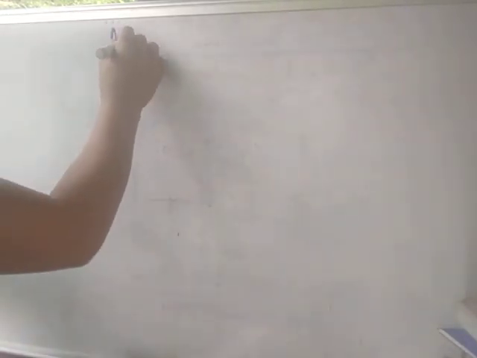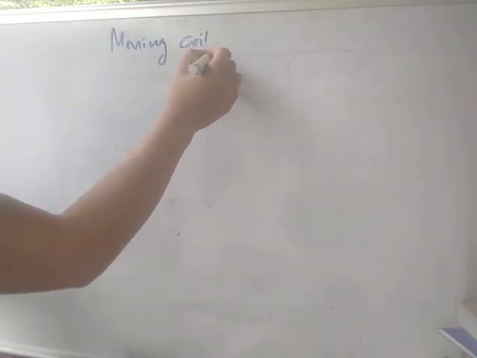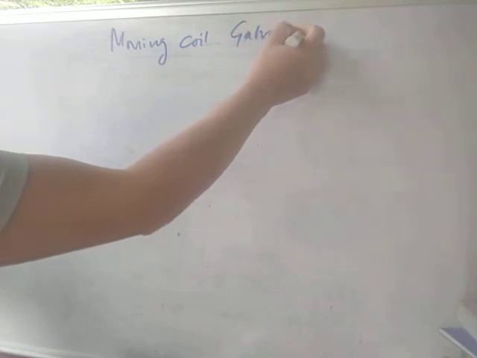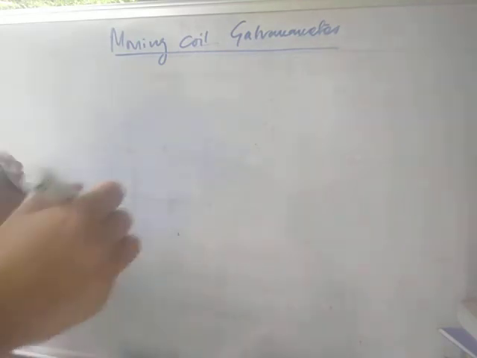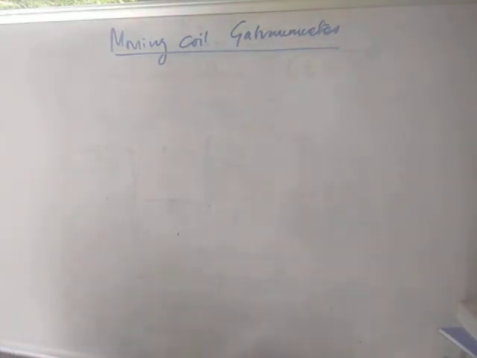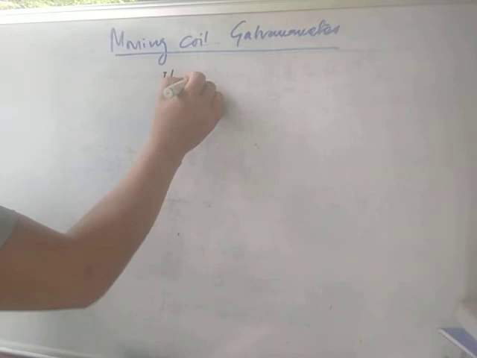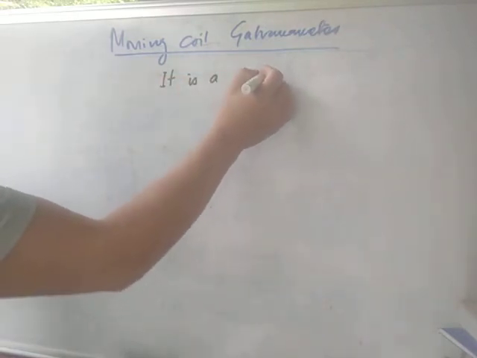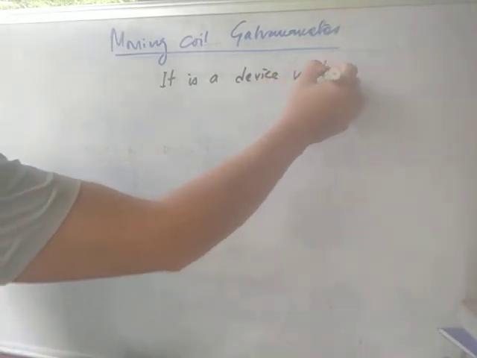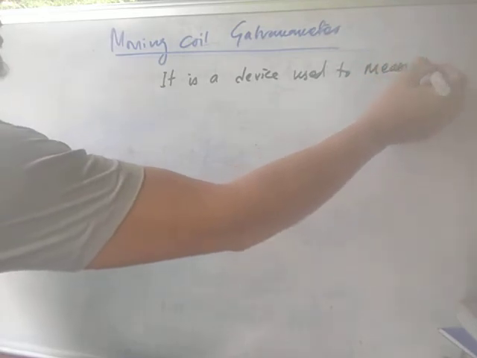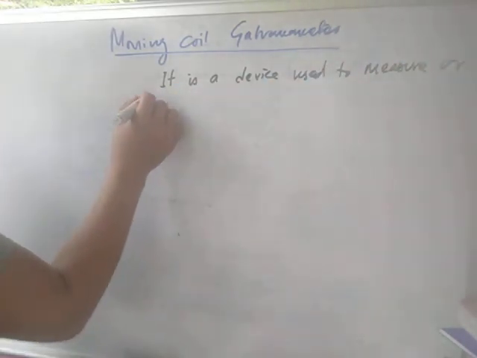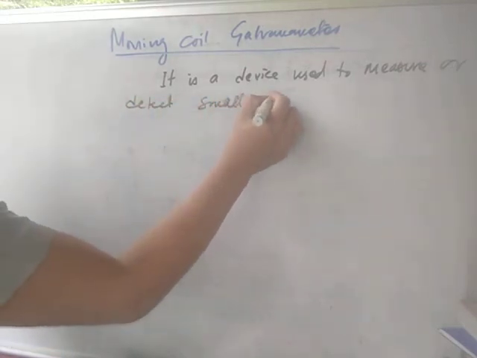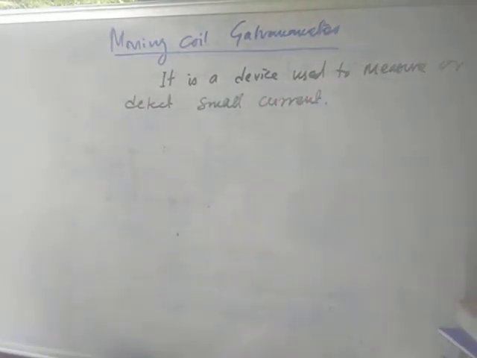Moving coil galvanometer. So many scientists made an instrument that detects or measures the current through any circuit. So write down what is a galvanometer. It is a device used to measure or detect small current. You should write down small current.